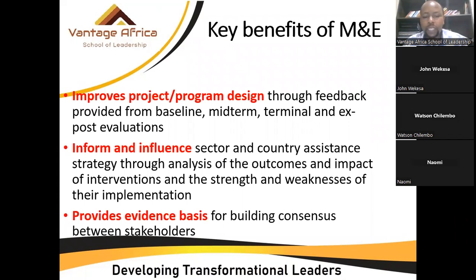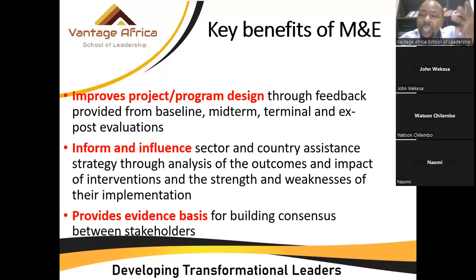Now, M&E provides evidence basis for building consensus between stakeholders. Every project that you're going to be involved in is going to have multiple stakeholders with very different interests. With M&E, you're able to bring all of them together because there's something we are going to call OVI, O-V-I, Objectively Verifiable Indicator.